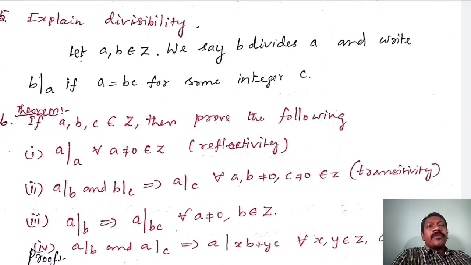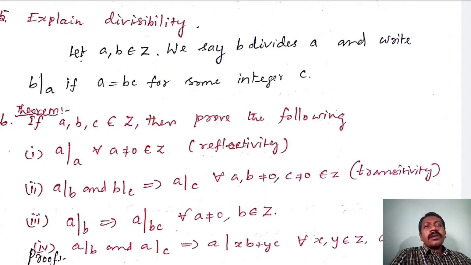So how do we define divisibility? Let a, b belong to Z. We say b divides a and write b | a, with a straight line. First you write the smallest number, that means first we write the divisor, second we write the dividend. So if b divides a, we write a equal to bc for some integer c.